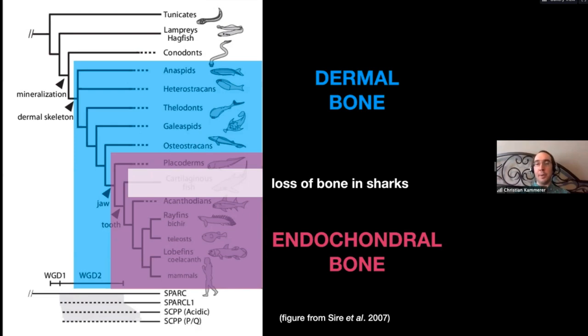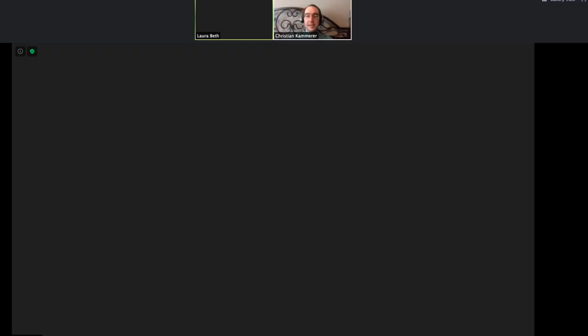They have lost both dermal and endochondral bone, and instead have this unique and highly specialized, fully cartilaginous skeleton that they evolved independently of the rest of these groups. So it's not a primitive retention of what is present in lampreys or hagfish. It's a unique specialization of sharks within the gnathostomes. And I think that's a really cool result. Yeah, that is really cool.